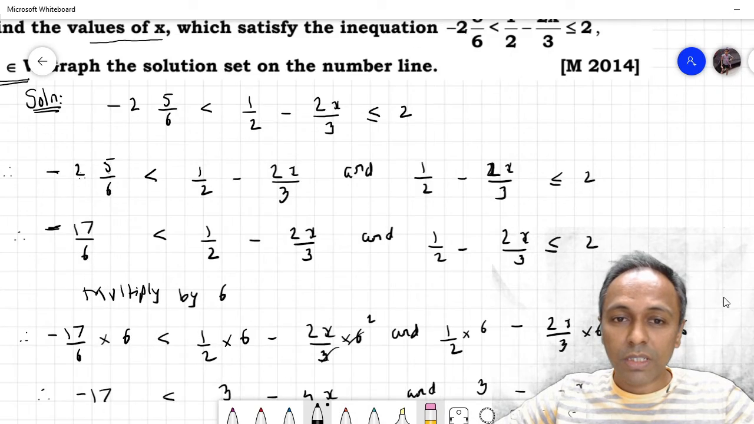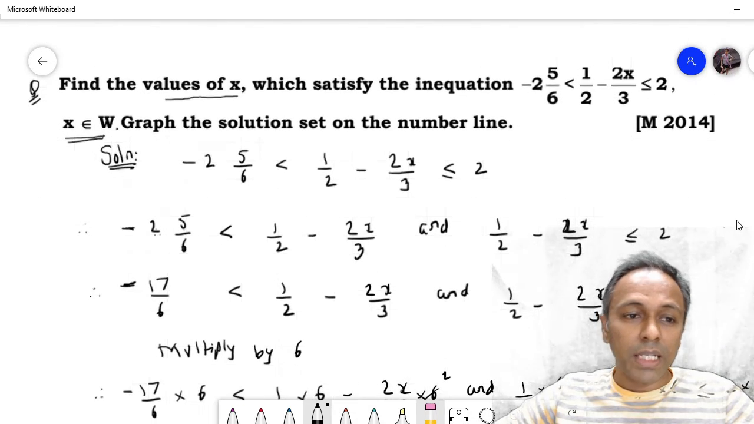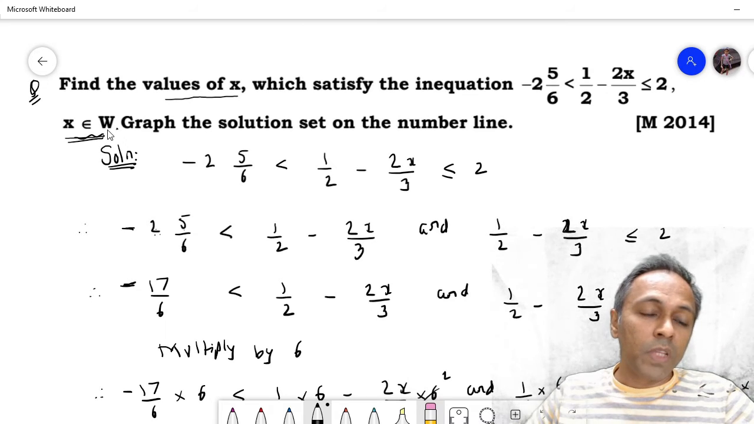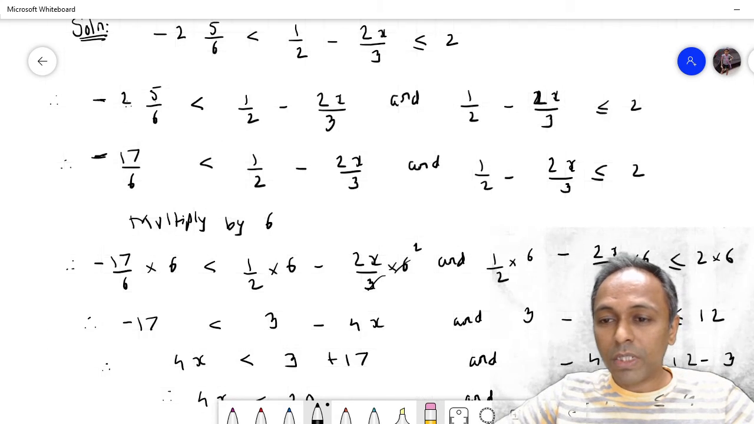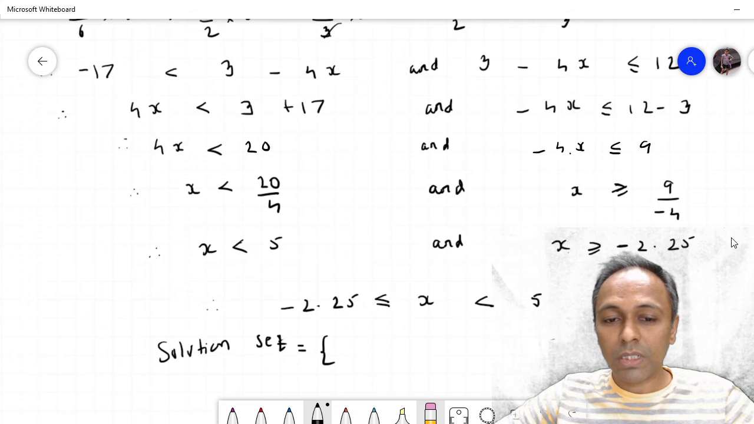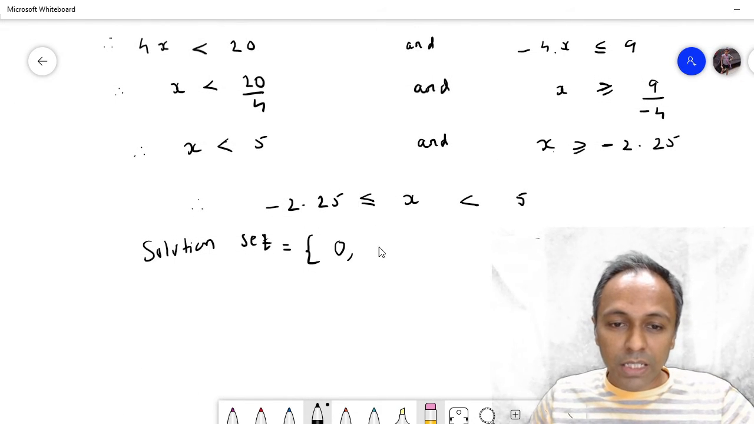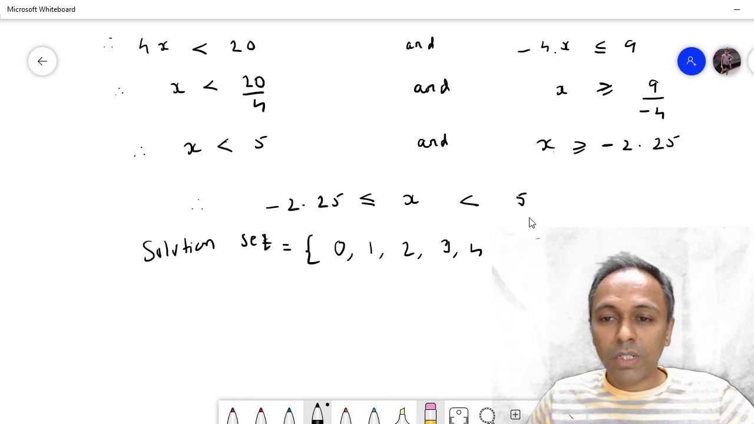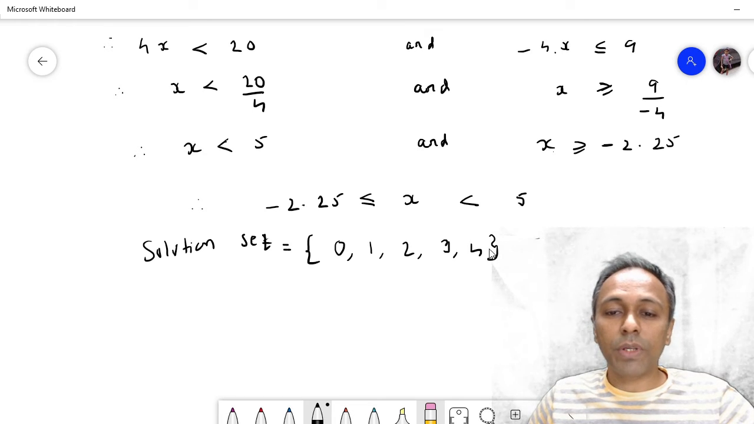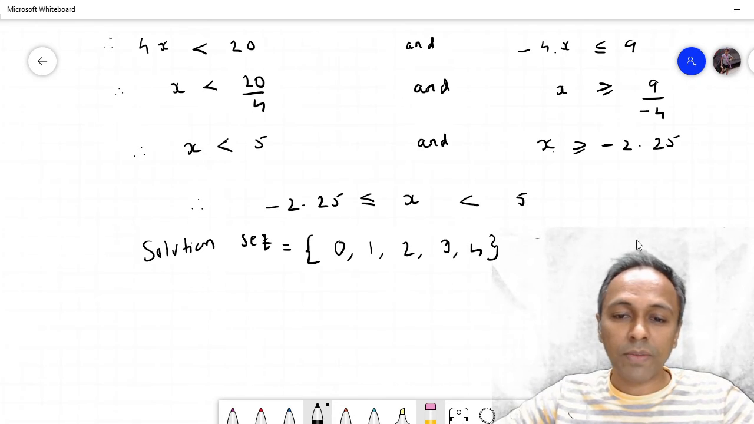Question was x belongs to W. If it is W, it is whole numbers, and whole numbers start from 0, so negatives cannot come. So which numbers will come? 0, 1, 2, 3, 4. Will 5 come? No, 5 will not appear as it is not equal to here. There is no scope ahead.